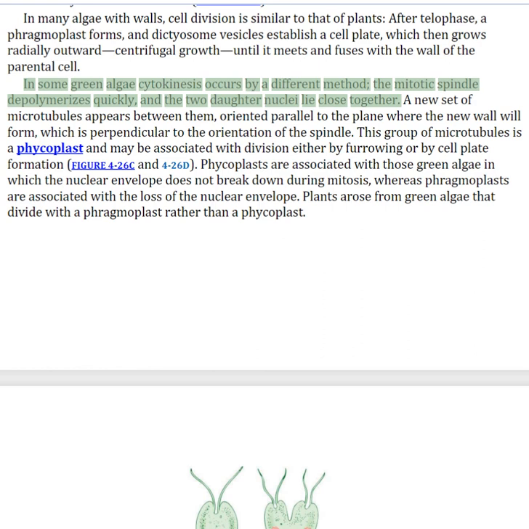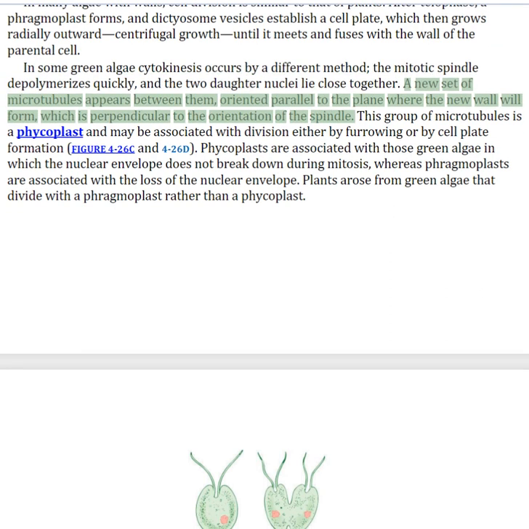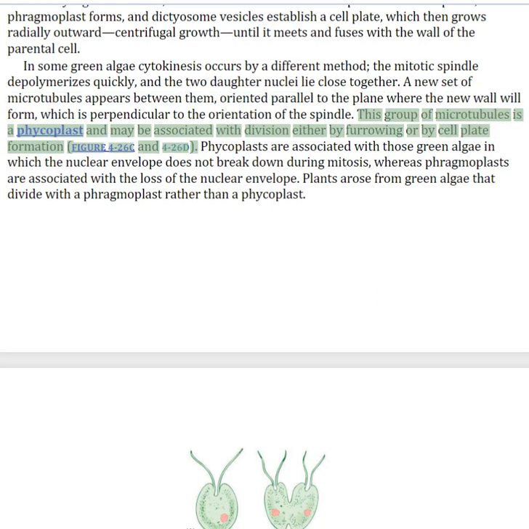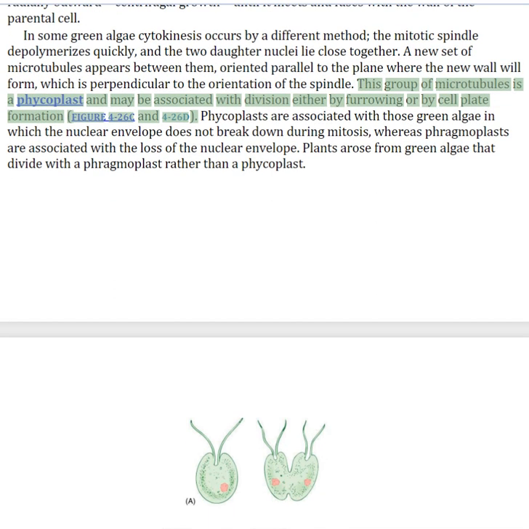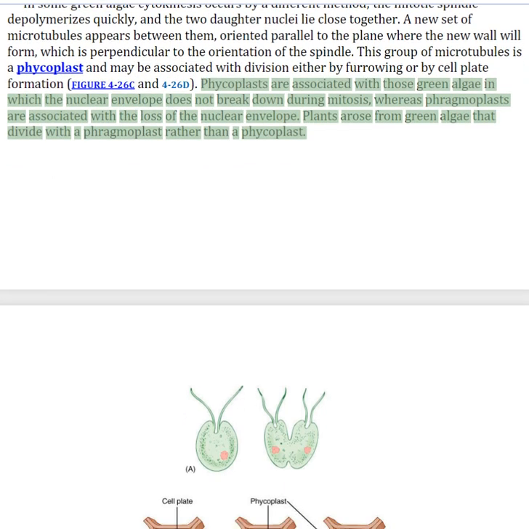In some green algae, cytokinesis occurs by a different method. The mitotic spindle depolymerizes quickly, and the two daughter nuclei lie close together. A new set of microtubules appears between them, oriented parallel to the plane where the new wall will form, which is perpendicular to the orientation of the spindle. This group of microtubules is a phycoplast and may be associated with division either by furrowing or by cell plate formation. Phycoplasts are associated with those green algae in which the nuclear envelope does not break down during mitosis, whereas phragmoplasts are associated with the loss of the nuclear envelope. Plants arose from green algae that divide with a phragmoplast rather than a phycoplast.